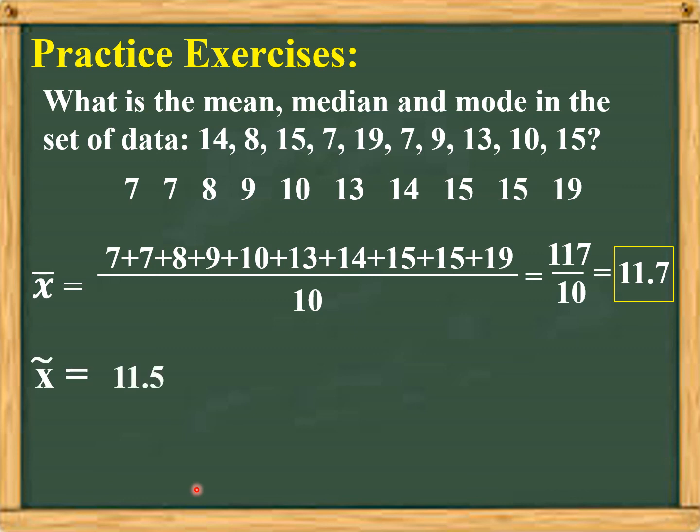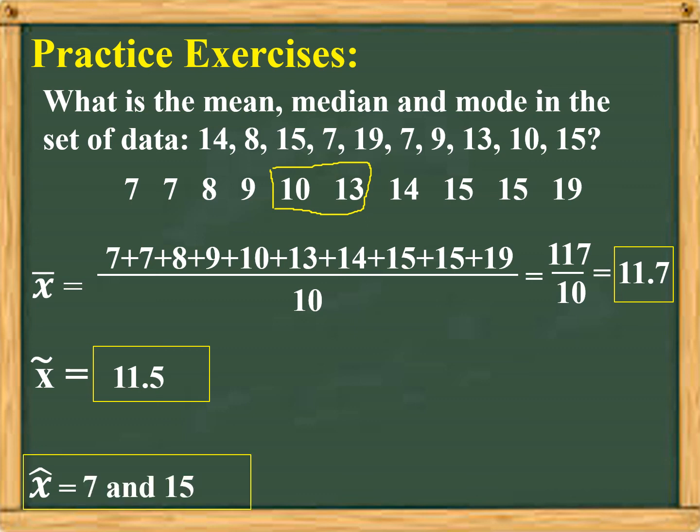How about our median? So our median, we have the middle data. So as you can see mga anak, our middle data here, we have 10 and 13. Di ba, if we have two middle data, ang ginagawa natin, we're going to get the average. So, we have 10 plus 13, we have 23 divided by 2, we have 11.5. So, this is our median. How about the mode?